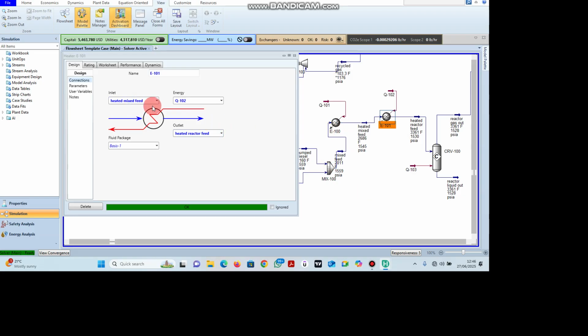Now what is entering the inlet is going to be the outlet of this is the inlet of this. So what is coming out from this first heater is the input of this second heater. So I'll say heated reactor feed. So we have heated mix feed here from the mixer, then heated reactor feed from this other reactor.